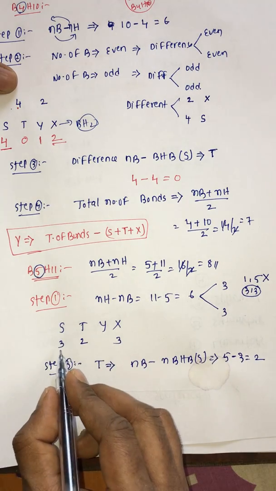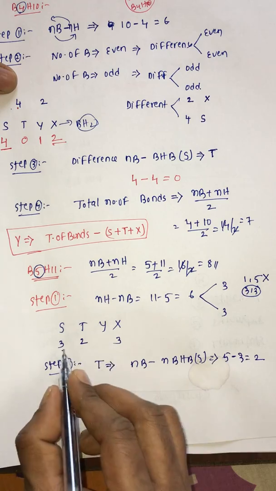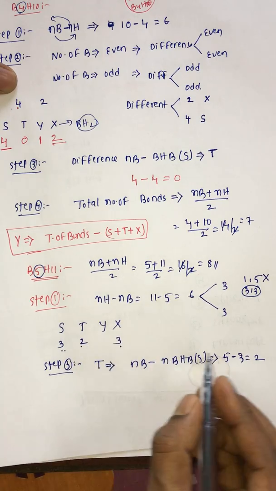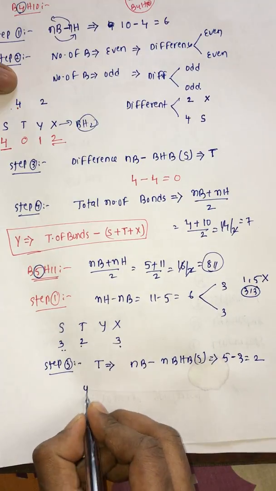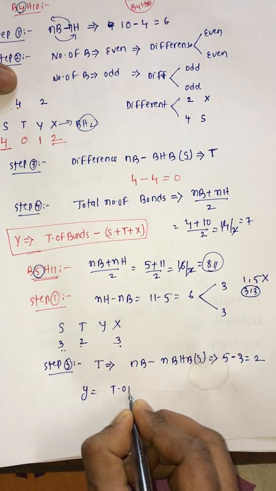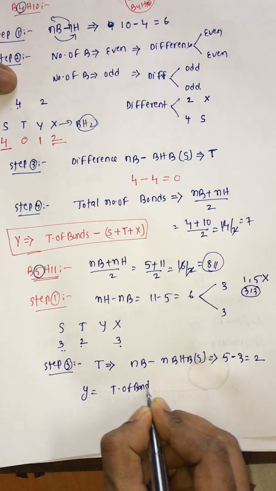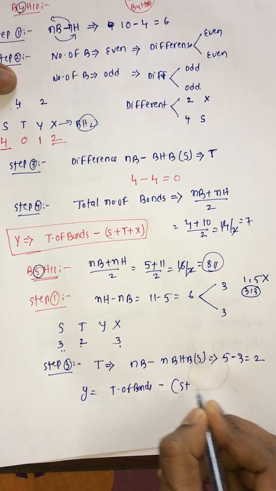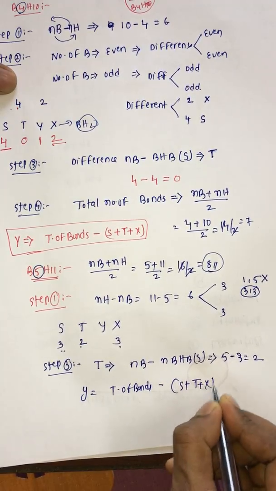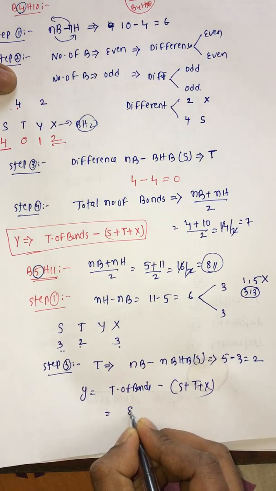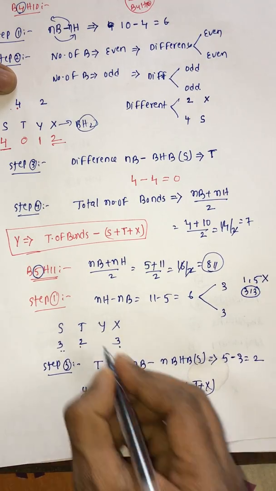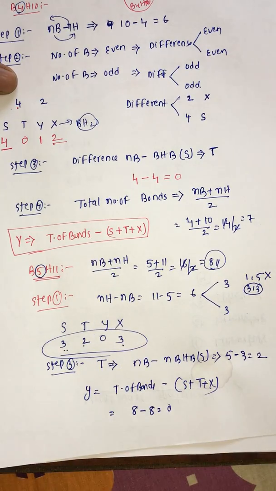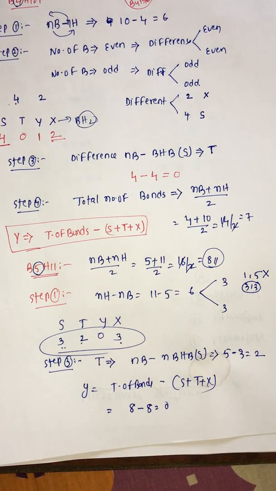So now we have to identify the Y number. Here, how many bonds are over now? 3 plus 3 is 6, plus 2 is 8. So the total number of bonds is 8, and all 8 are over, and Y is nothing but the total number of bonds minus S plus T plus X. Total number of bonds equals 8, minus S, T, X together, which is 8. So Y is 0. This is the STYX number for B5H11.